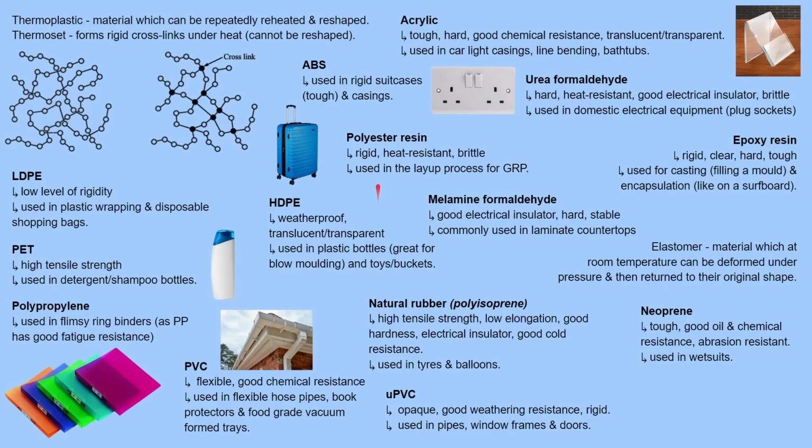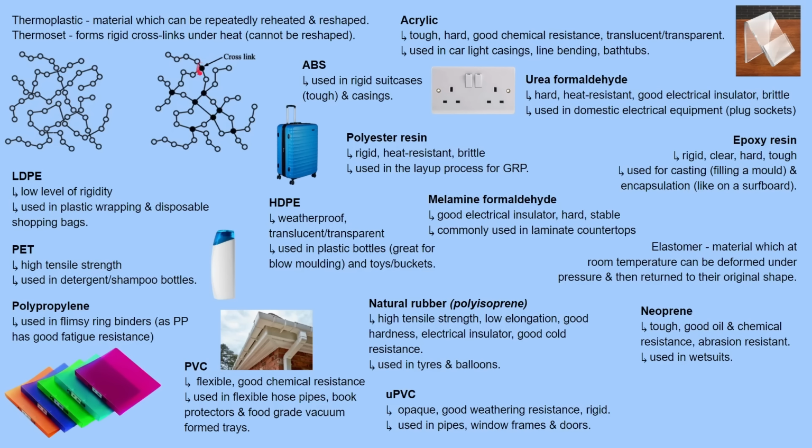Lastly, and probably most interestingly, we have polymers or plastics. So there's two broad categories of polymers. We have thermoplastics and thermosets. Thermoplastic is where the polymer can be repeatedly reheated and reshaped. So here is the diagram of a thermoplastic. There's no cross links in between the different lines. And then thermosets, they can't be reheated and reshaped. Once they're cured, they can't be reshaped.